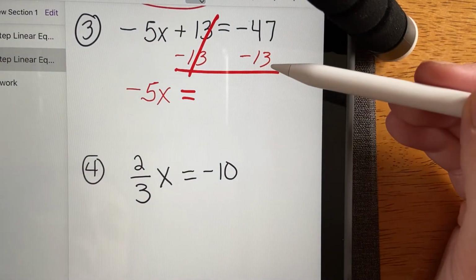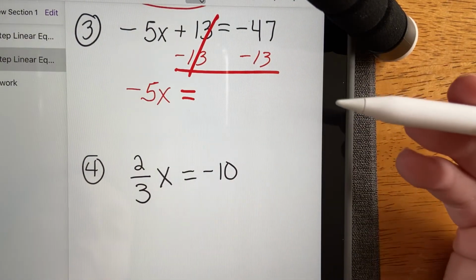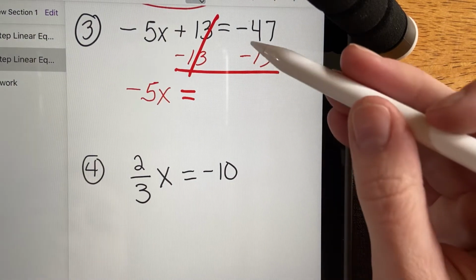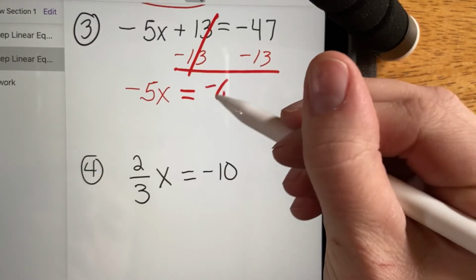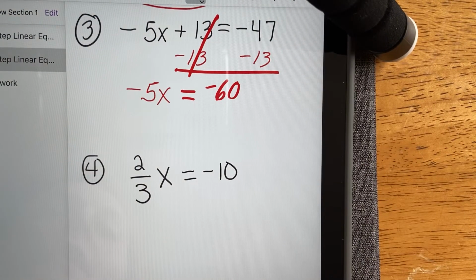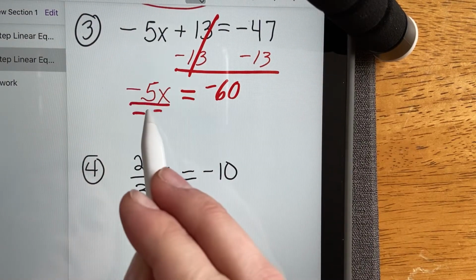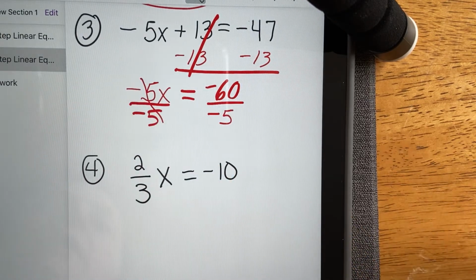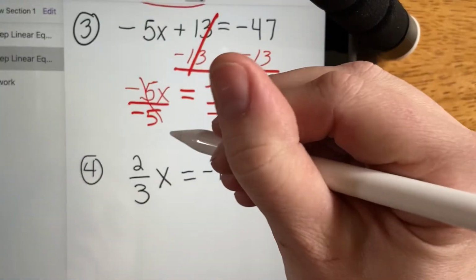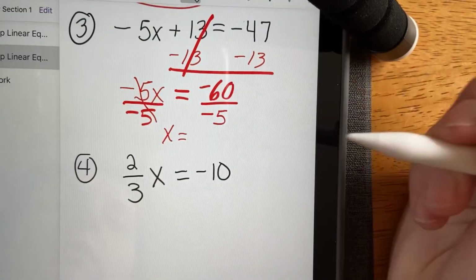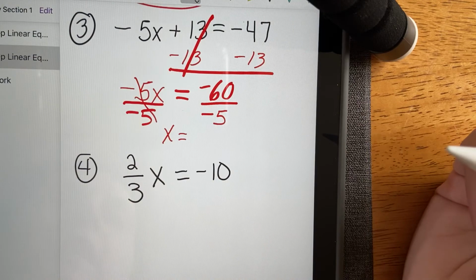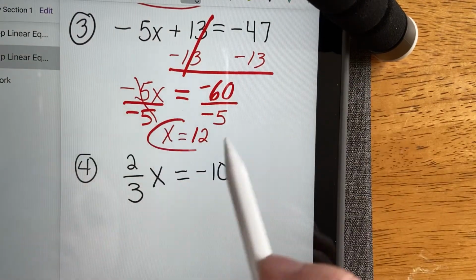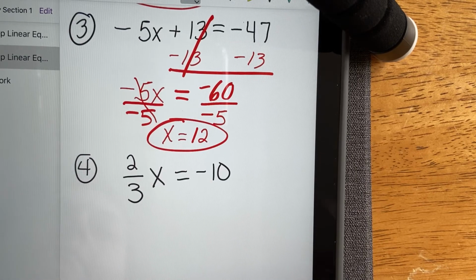13 minus 13 cancels, and that's going to equal negative 47 minus 13. Both of these numbers are negative, so you're actually going to be adding these numbers together. 47 plus 13 is 60, but because they're both negative, we make it negative 60. Then the last thing you would want to do is just divide both sides by negative 5. Okay, so negative 5 divided by negative 5 is 1. That cancels, which makes this x equals negative 60 divided by negative 5, which is 12. So x equals 12 is your answer. Circle it. That's it.